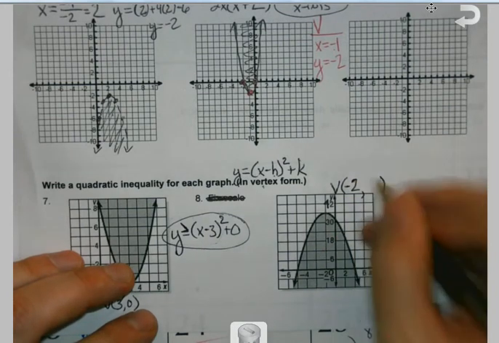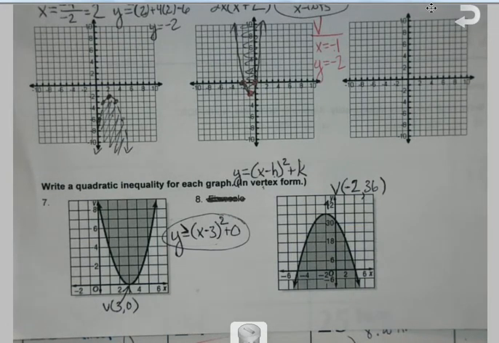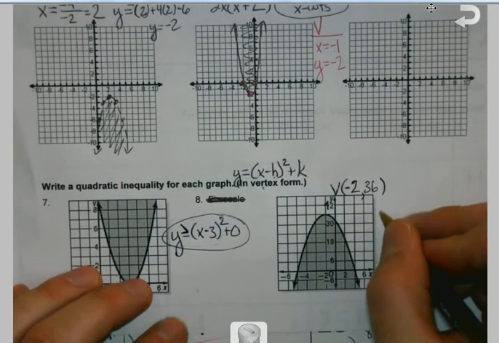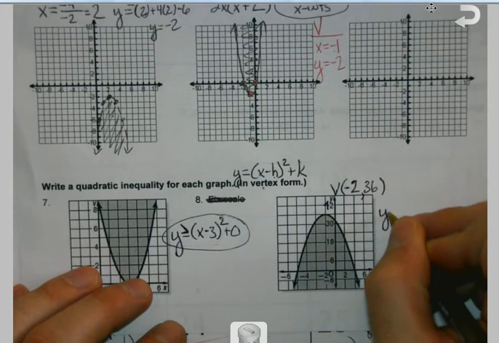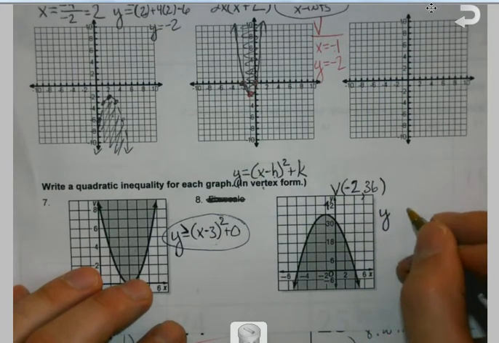So negative 2, 36 looks like where we're at as far as a vertex goes. So if we just want to get it into vertex form, one thing to be careful of this time, I'm going to leave my arrow B for a minute.